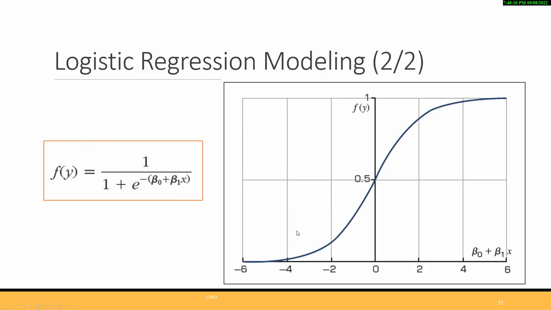This is the function representing logistic regression, where the odds are represented on the x-axis. So we have the x-axis for independent variables, and on the y-axis the response variable is going to be 0 to 1.